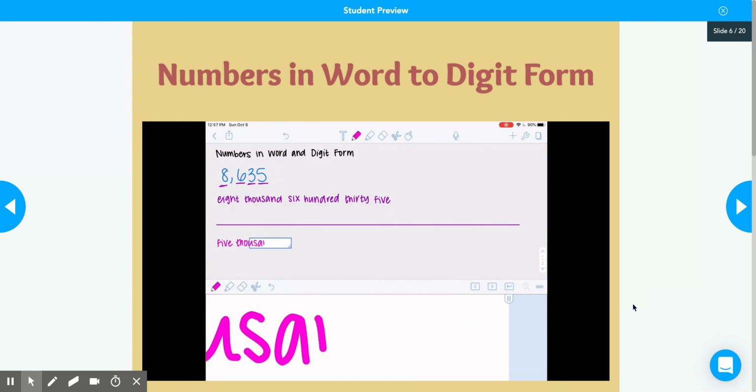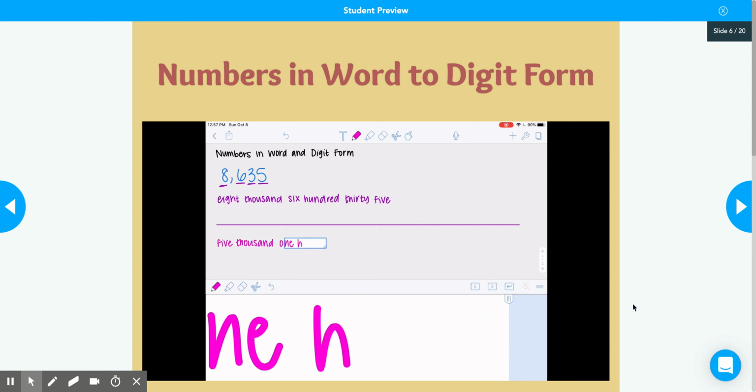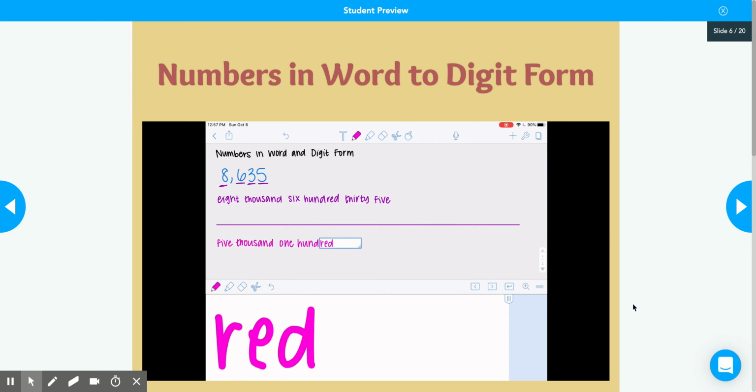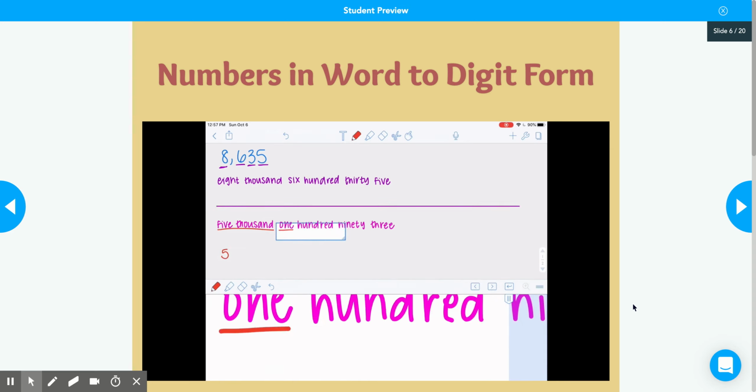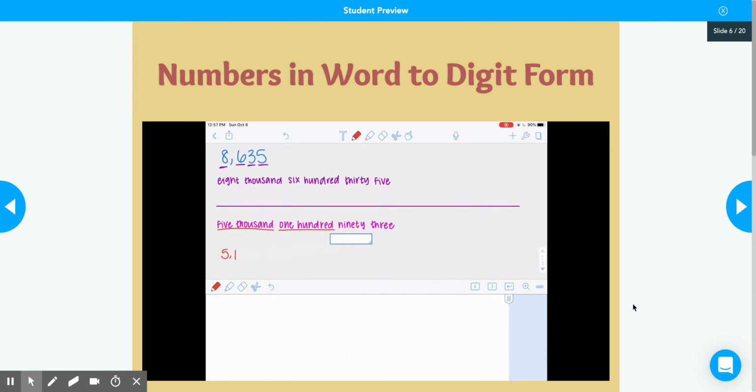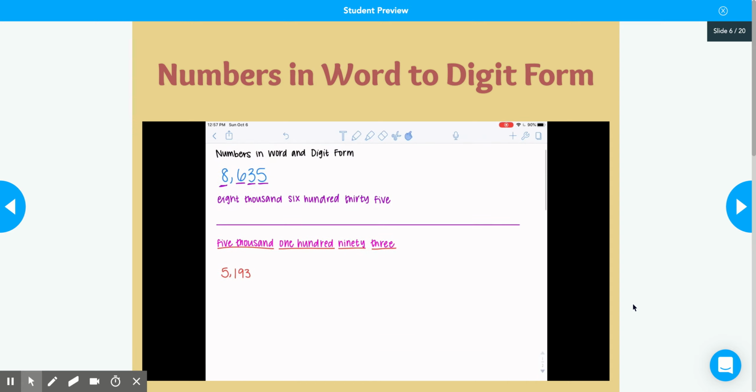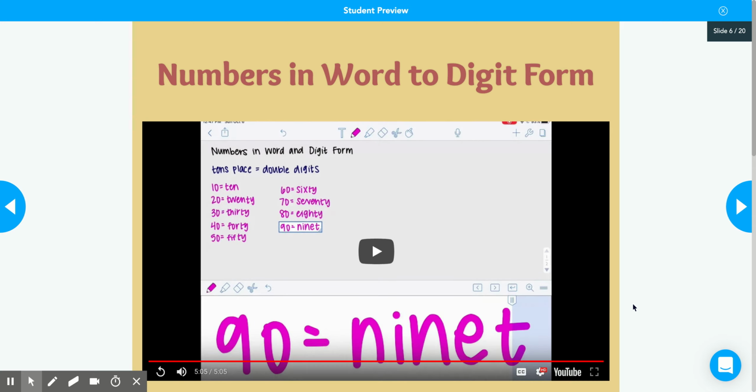Then, going from word to digit form, if you have the number 5,193, you would take the 5,000 and put it in the first thousands place, the 100 and put it in the hundreds place, the 90, put it in the tens place, and the 3 and put it in the ones place to give you a total of 5,193.